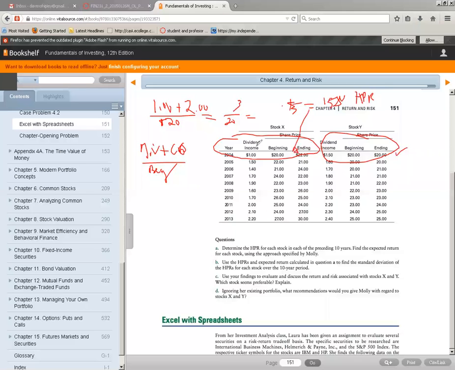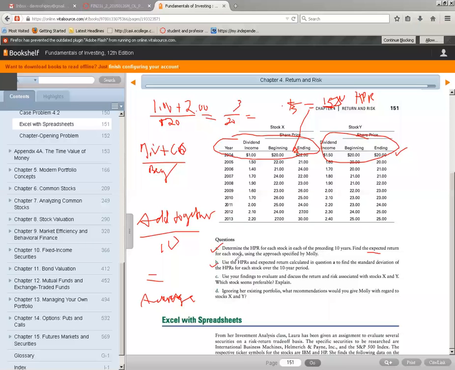Then when we're done with that, we're going to take all those percentages and add them all together. That's the next step after we've got all the holding period returns. We're going to add them all together, and then we're going to divide by 10, which will give us our average return for the stock over that period. That average return is going to actually be the expected return, because according to her definition for an expected return, she's just going to use the average as an expected return. Okay? Now, so that's letter A. That'll find our expected return for X and our expected return for Y.